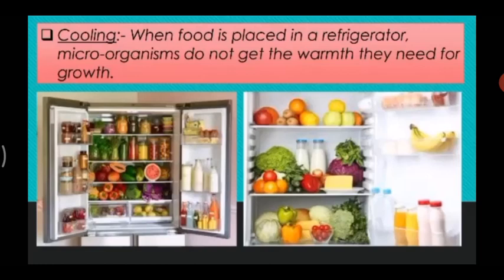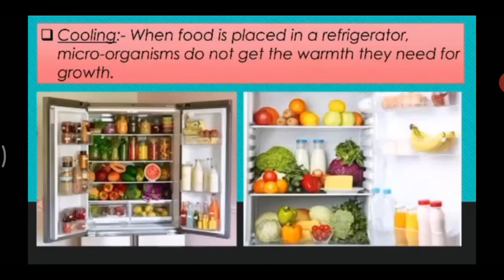Now the next one is cooling. Now when we speak this word, immediately it comes to our mind that our home refrigerators are there. And that is the best place to preserve the food from getting attacked by fungus or microorganisms. So when food is placed in a refrigerator, microorganisms do not get the warmth. Now always remember, microorganisms and fungus always grow in a warm place. So if you keep it in the refrigerator, they cannot attack over there.